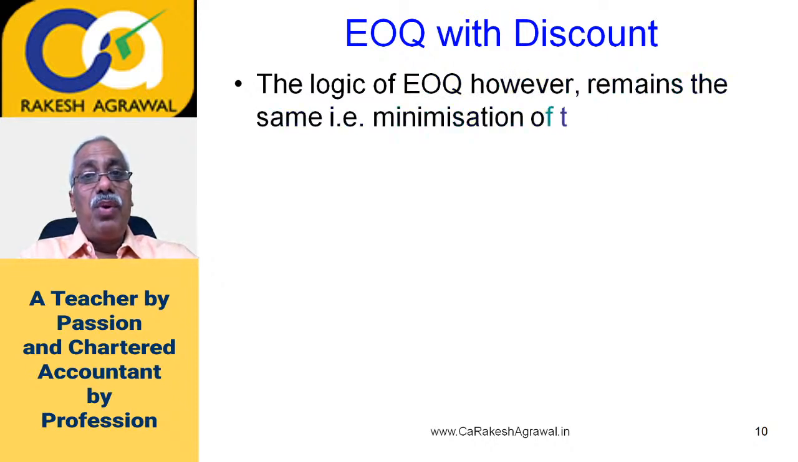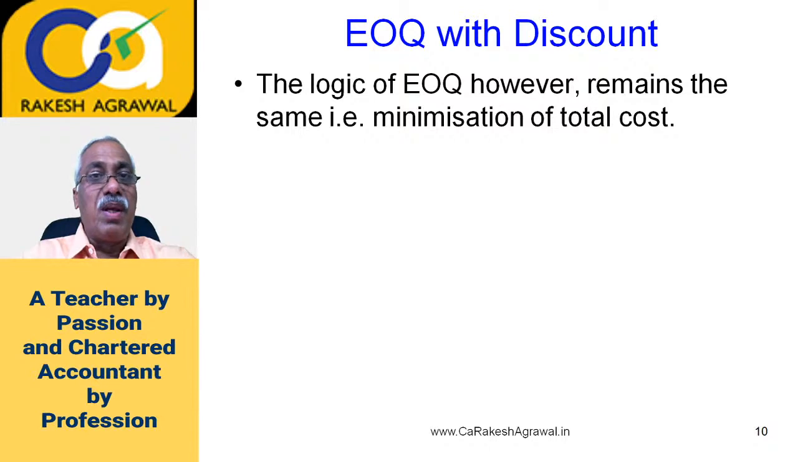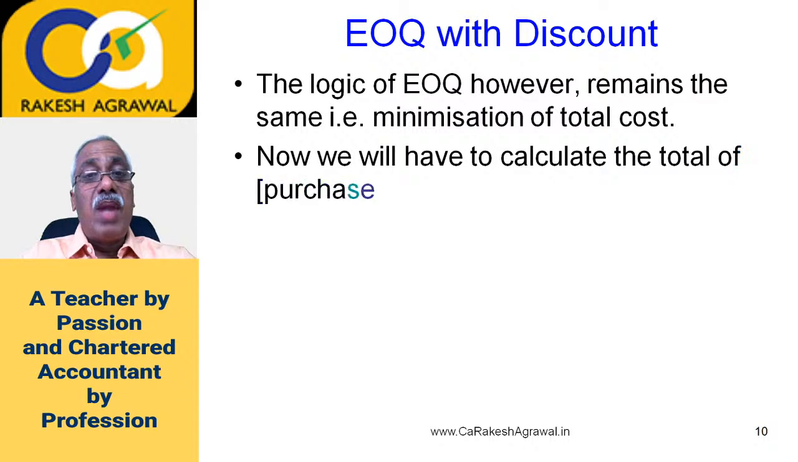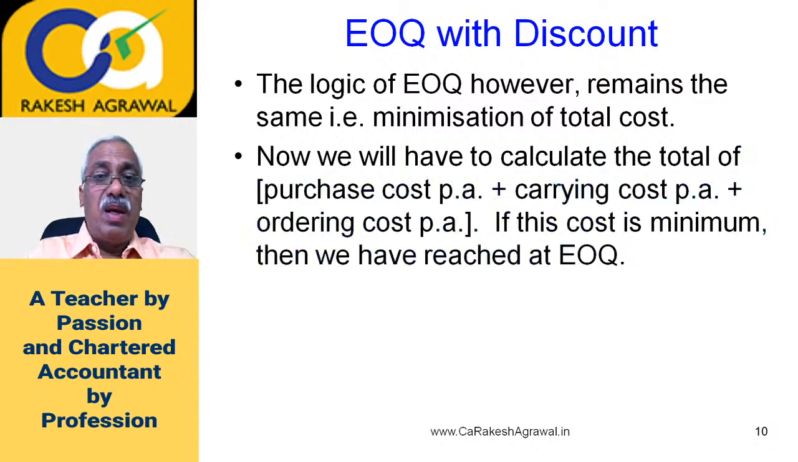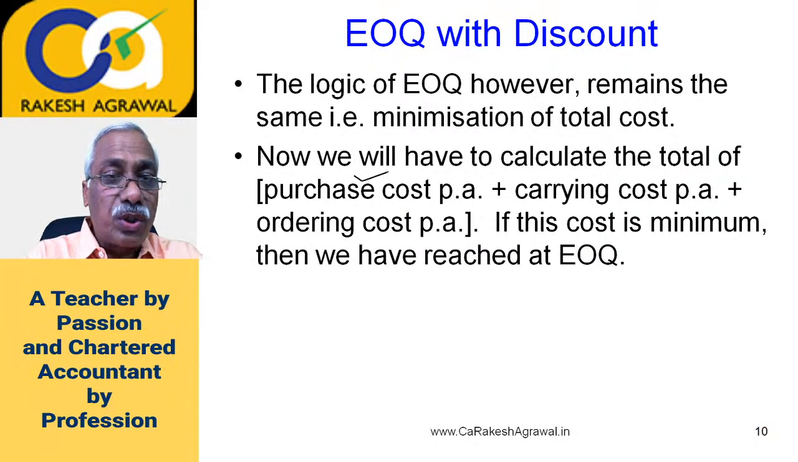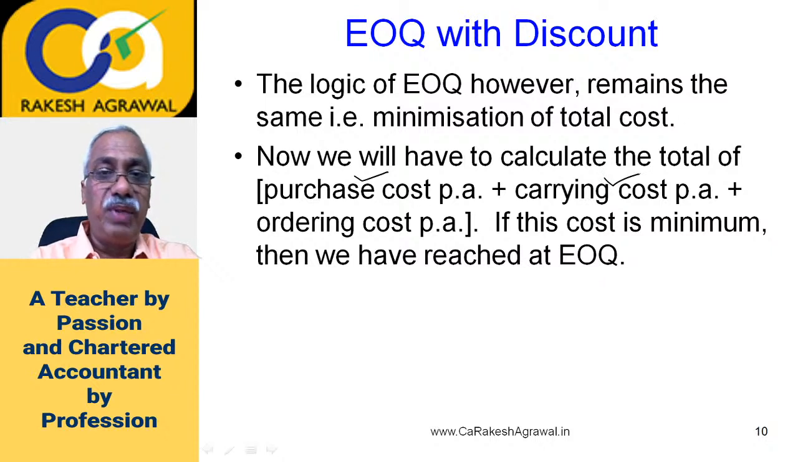The logic of EOQ, however, remains the same, that is minimization of total cost. So the procedure of calculation will change, but the logic will remain the same. Earlier also in EOQ we tried to minimize the cost, now also we will try to minimize the cost only. Because only if cost is minimum is the quantity economical. Now we will have to calculate the total of three costs. Now we have to add purchase cost also. So purchase cost per annum, then carrying cost per annum and ordering cost per annum, which we had already seen.